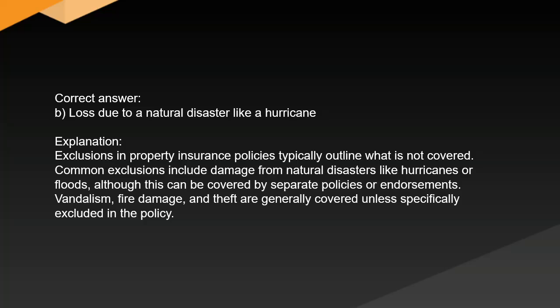Explanation. Exclusions in property insurance policies typically outline what is not covered. Common exclusions include damage from natural disasters like hurricanes or floods, although this can be covered by separate policies or endorsements. Vandalism, fire damage, and theft are generally covered unless specifically excluded in the policy.